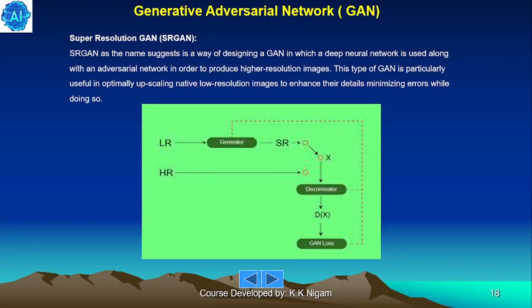Super resolution, that is SRGAN. SRGAN, as the name suggests, is a way of designing GAN in which a deep neural network is used along with an adversarial network in order to produce high resolution images. This type of GAN is particularly useful in optimally upscaling native low resolution images to enhance their details, minimizing errors while doing so.